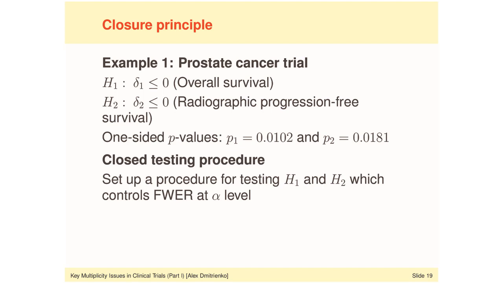0.0181. Our goal here is to build a multiple testing procedure for examining the two null hypotheses, H1 and H2. It will be a closed testing procedure, and it will control the family-wise error rate at a pre-specified alpha level. In this case, it would be most appropriate to use a one-sided alpha of 0.025. And on the next several slides, I will walk you through the process of constructing a closed testing procedure in this multiplicity problem.